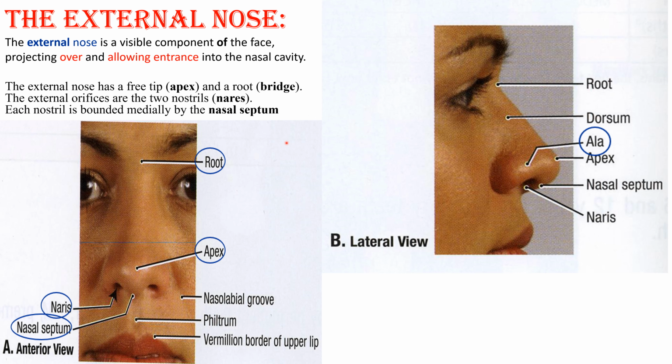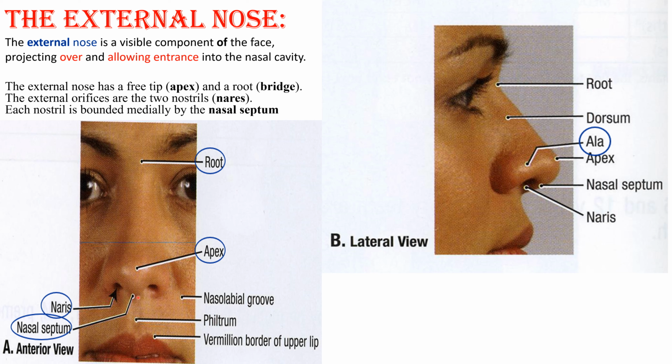The external feature of the nose is formed from the bridge, the root, the apex, the alar region, the dorsum of the nose, the nasal septum plus the nares. This is from the lateral view, while in the anterior view you also see the root of the nose, the apex of the nose, and the tip of the nose, the nasolabial groove here, the philtrum here, and the vermilion border of the lip, which connects the lip with the philtrum in the midline of the face.